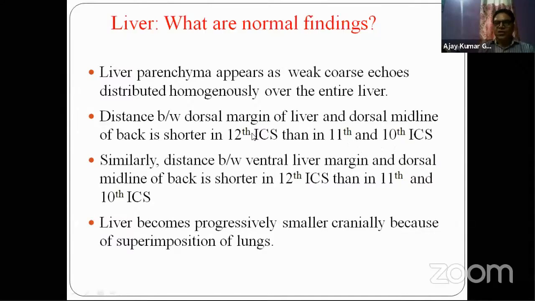Moreover, the area or the width of the liver is smaller in the 12th intercostal space than in the 11th or 10th intercostal space. And cranial to the 10th intercostal space, the liver becomes progressively smaller because of superimposition of the lungs. That means the widest area where the liver can be scanned is the 10th, followed by the 11th intercostal space.